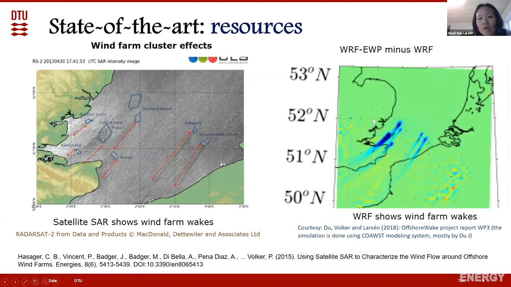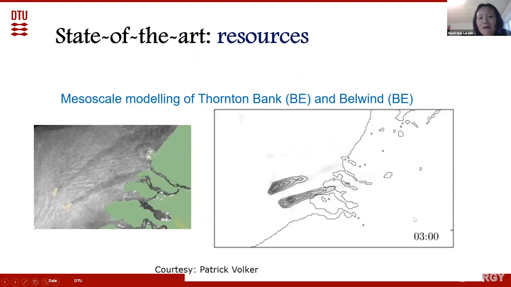And here's an example of our modeling system. Here is wind wave coupled modeling using the EWP scheme that's developed at DTU, showing these wakes we can actually capture. And if we zoom in here to these two wind farms, you might have seen this simulation of this wind farm wakes corresponding to the satellite picture shown here. And that is from our colleague, Patrick Walker, who developed this explicit wind wake parameterization, in addition to the Fitch parameterization that's publicly implemented in WRF.